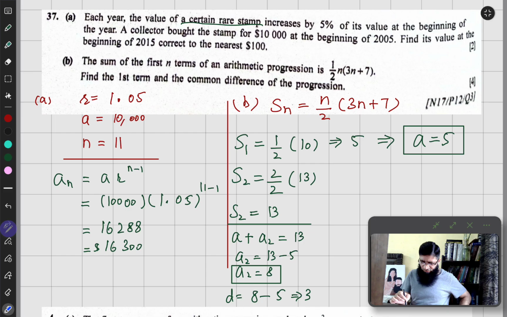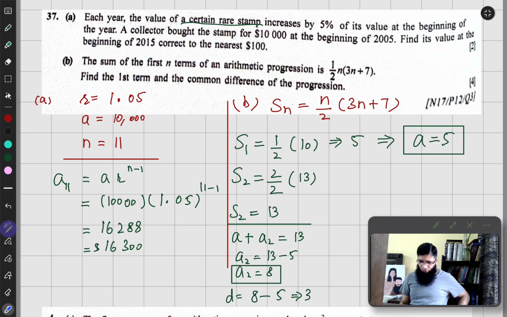So if you simplify this, you will get 16,288, because you are supposed to give the answer correct to the nearest 100. So the value will be 16,300. It's not the nth value, it is basically the 11th value. So this will be equal to $16,300.